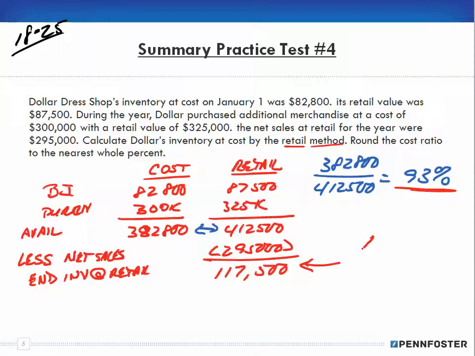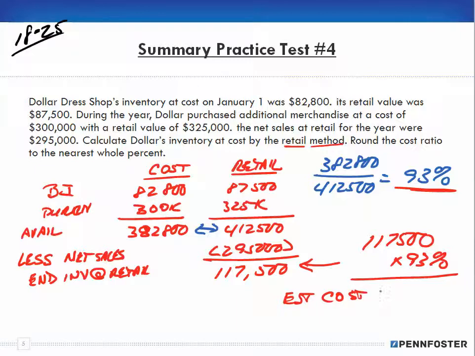So I take the 117,500 and I multiply it by my ratio, that relationship, and that gives me an estimated ending inventory cost of 109,275. Okay, and that's it.